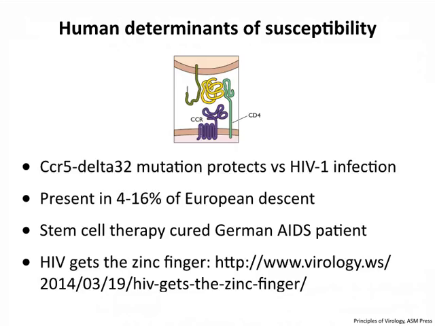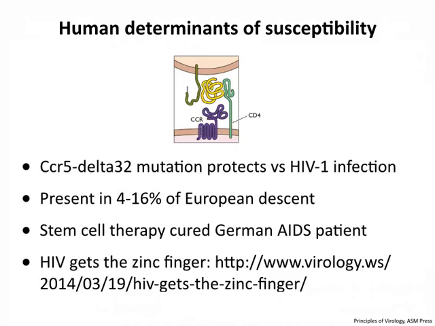About 4 to 16% of people of European descent have a mutation in the CCR5 gene. They don't produce the protein. Now apparently this is of no consequence because they're otherwise healthy, but they are resistant to HIV infection.